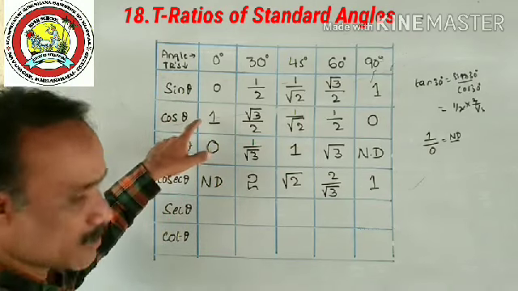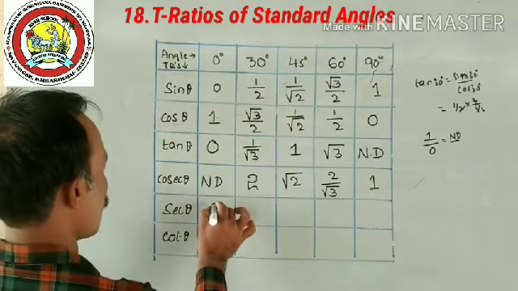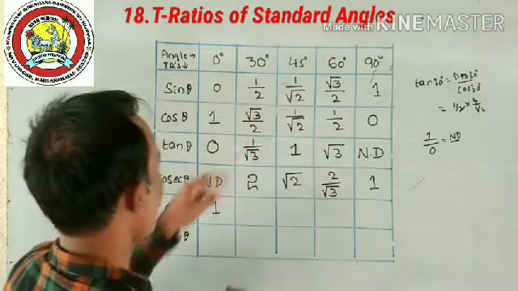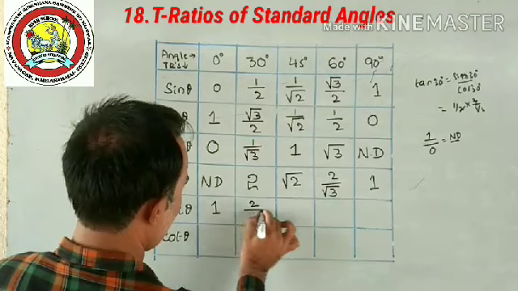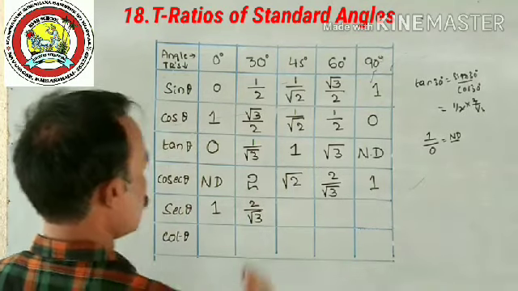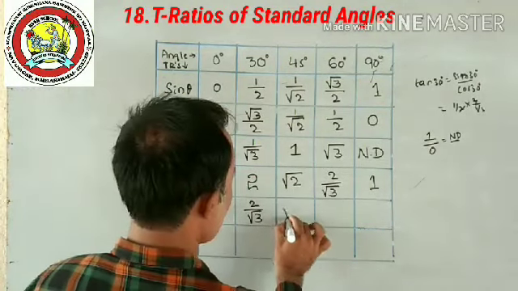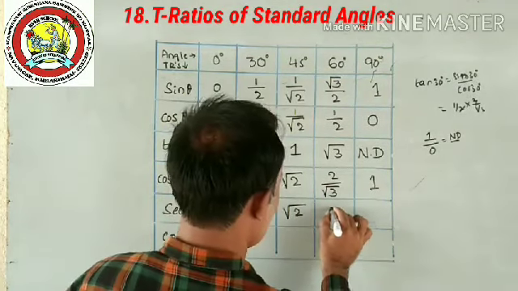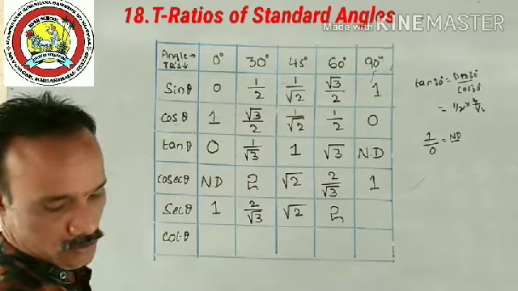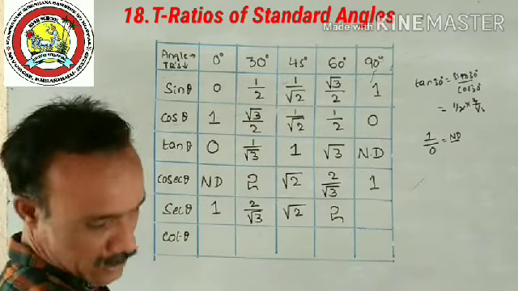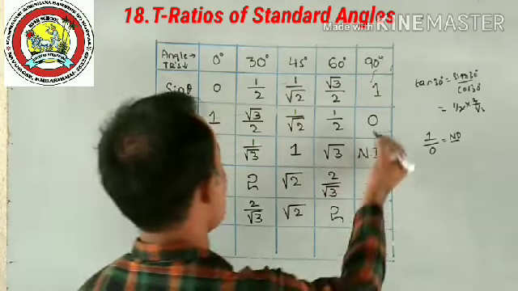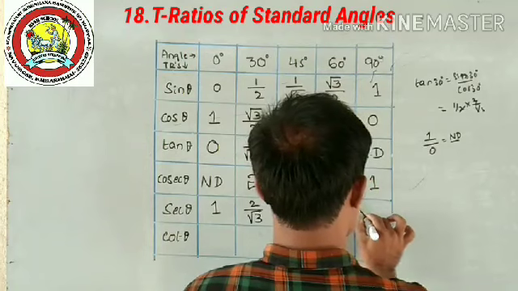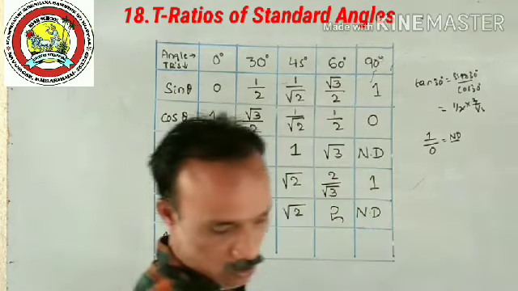Next, secant is the reciprocal of cos. Secant 0 is 1 by 1, that is 1. Next, root 3 by 2, that is 2 divided by root 3. Next, 1 by root 2, reciprocal, root 2. 1 by 2, reciprocal, 2. Next, secant 90 is the reciprocal of cos 90. Cos 90 is 0, that is 1 by 0. We cannot define it. Not defined.